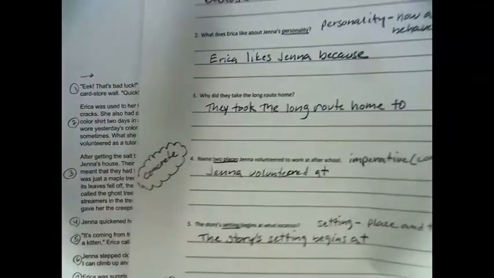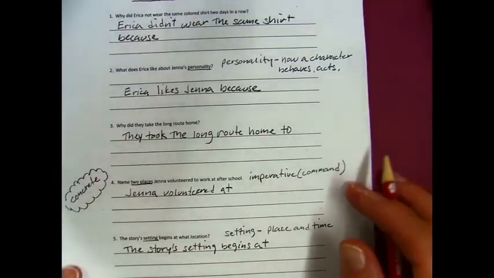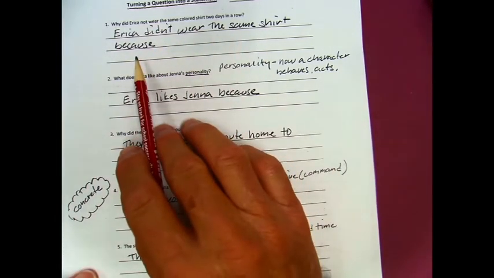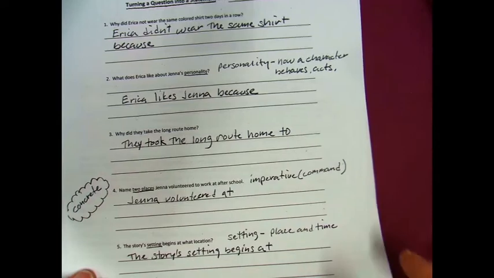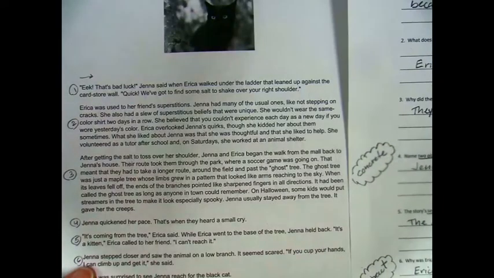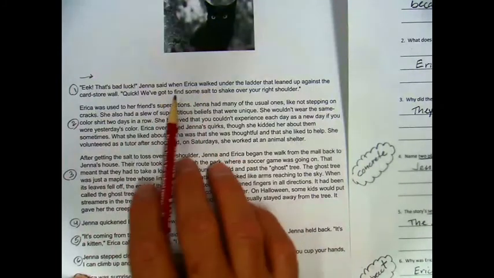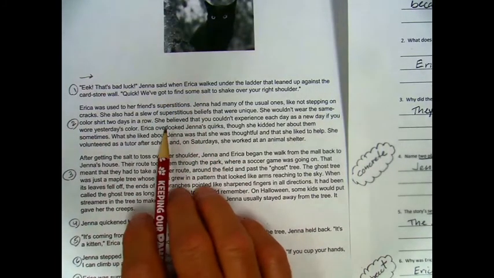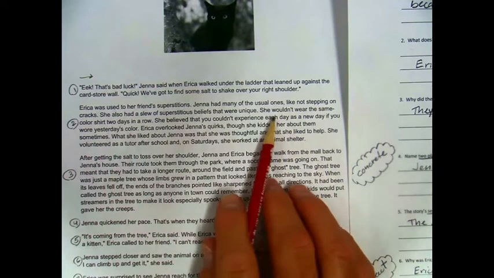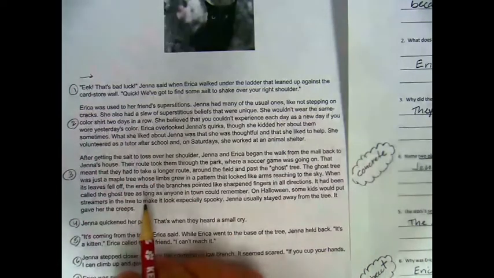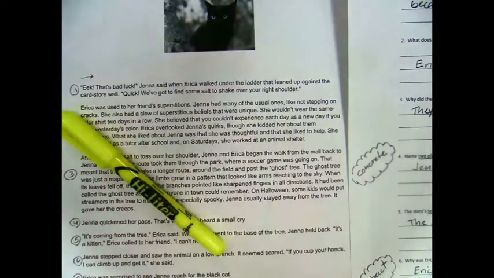Erica didn't wear the same shirt because... Okay, let's look at paragraph 1. Does it mention anything about her shirt? It does not. Let's look at paragraph 2. Does it mention anything about her shirt? She wouldn't wear the same colored shirt 2 days in a row. Okay, you're going to need a highlighter to keep track of where we're at on your passage.